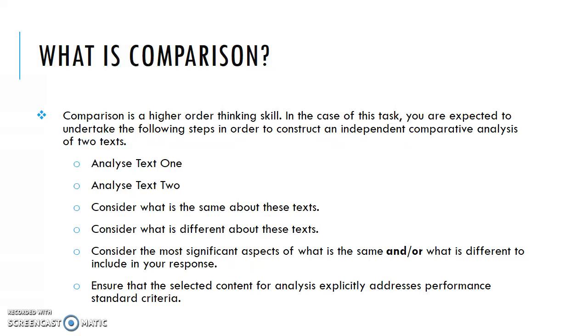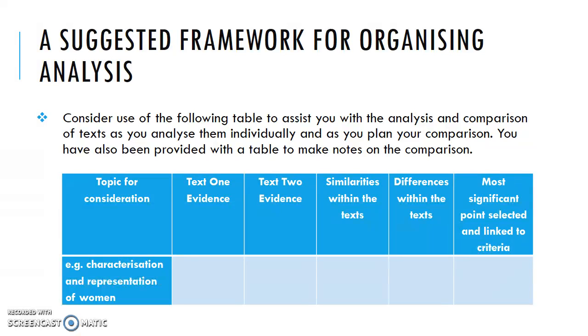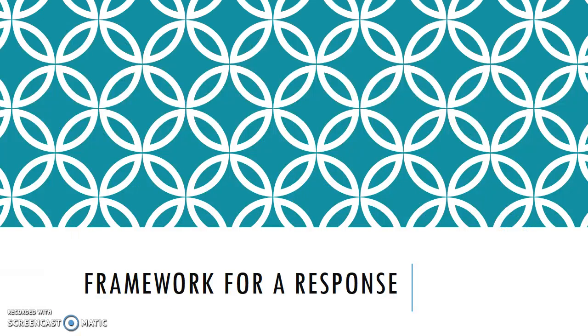You also have to ensure that you've selected content for analysis explicitly addressing the performance standard criteria. So it has to have language features in there, it has to have stylistic features, it has to talk about the ideas and the audience. A quick suggested framework for organizing your analysis. So you could potentially draw up a table and think about analyzing them in this way. If you want to use graphic organizers, I encourage you to do so, but you are in charge of your own comparison. You need to organize your own ideas. So this option is here on the slide if you'd like to use it.